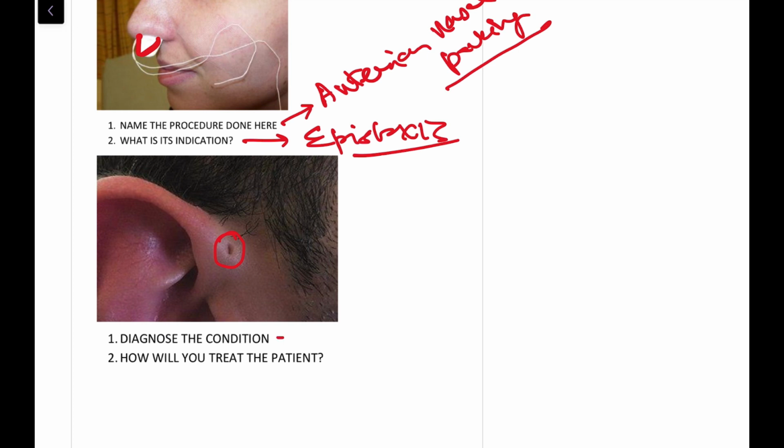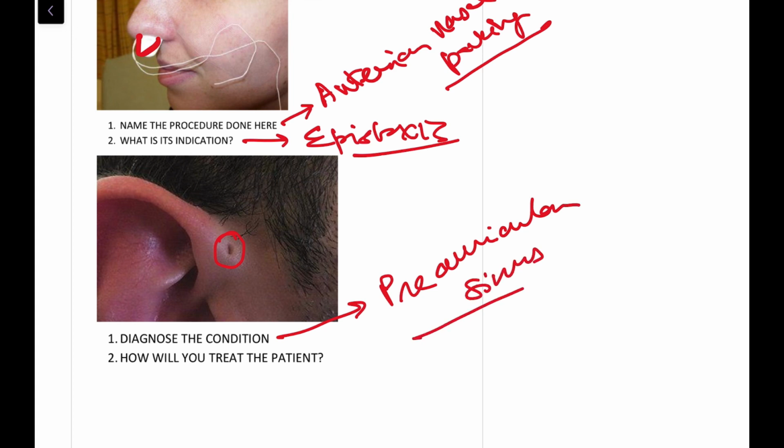Then coming to the next picture, as you can see, this is the identifying point. So what to diagnose? This is a preauricular sinus. Preauricular sinus is a congenital anomaly, and it has no medical treatment. Only if the preauricular sinus is infected, you may treat the infection with antibiotics. The ultimate treatment is excision of the sinus tract.